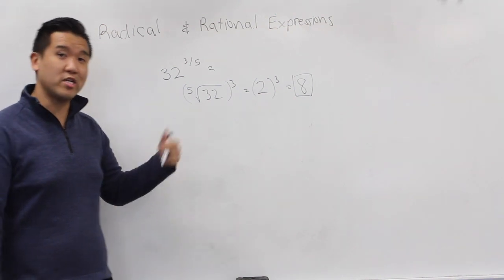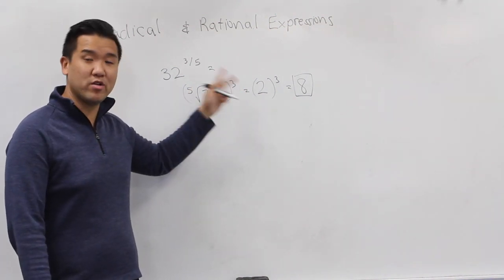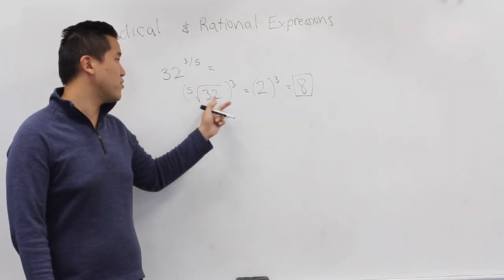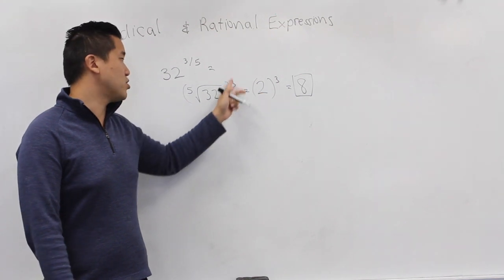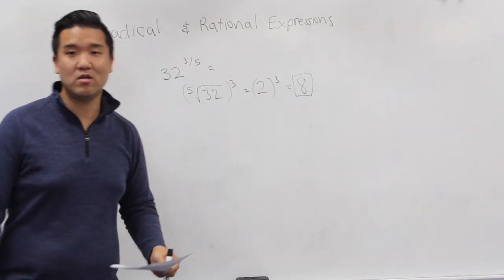Did you get it correct? Check your answers. Make sure it's correct. Make sure you got the 5th root to the 3rd power. You didn't flip it, because that's going to change the whole problem. And make sure you took the 5th root of 32, which is 2. And then make sure you cubed that, which is 8. Alright, good job. Let's get ready for the advanced level.